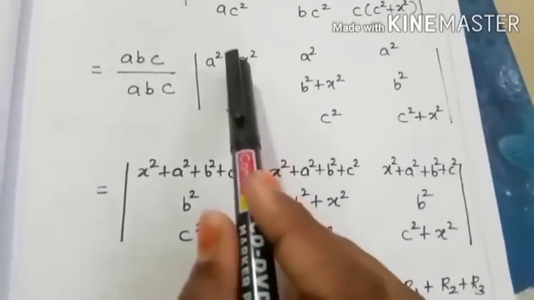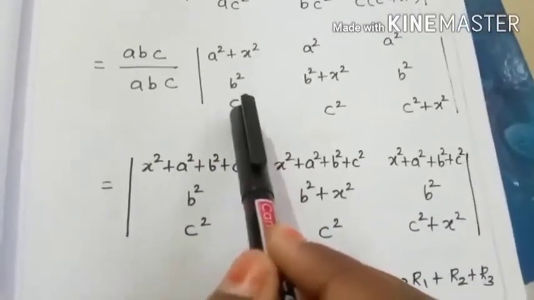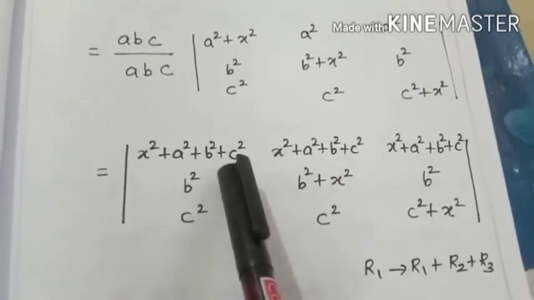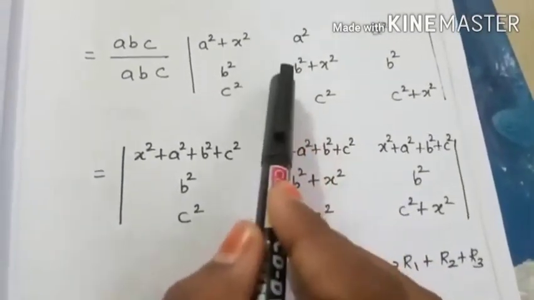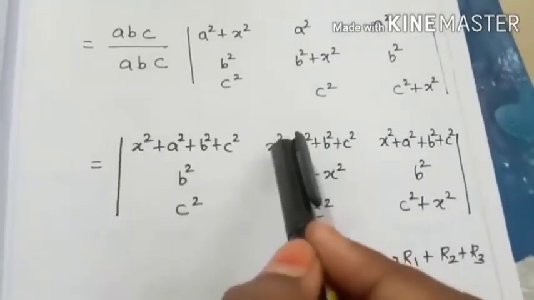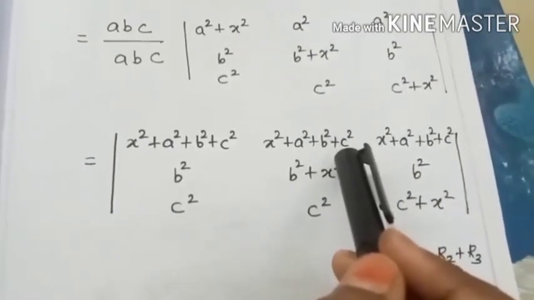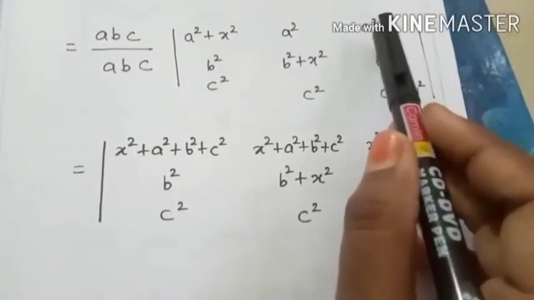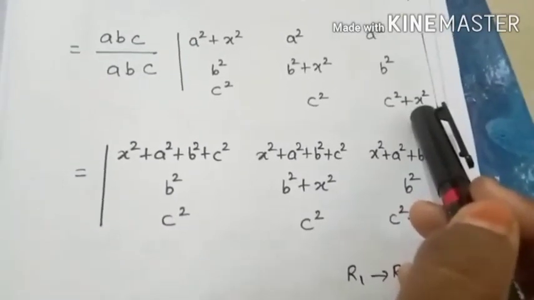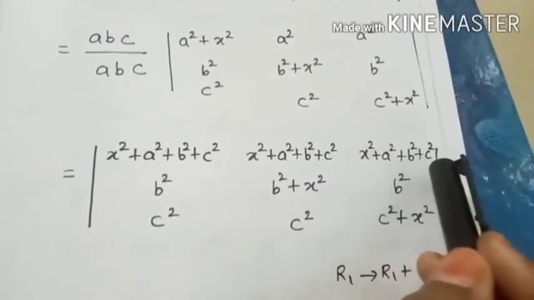So we get the first element as A squared plus x squared plus B squared plus C squared. So we rearrange the terms: x squared plus A squared plus B squared plus C squared. Next element, A squared plus B squared plus x squared plus C squared, rearranged as x squared plus A squared plus B squared plus C squared. Next element is A squared plus B squared plus C squared plus x squared, again x squared plus A squared plus B squared plus C squared.